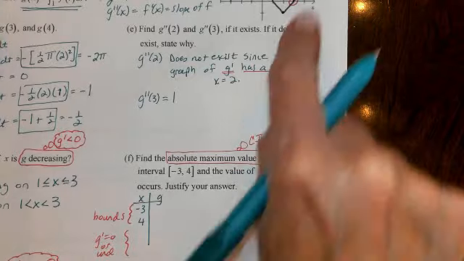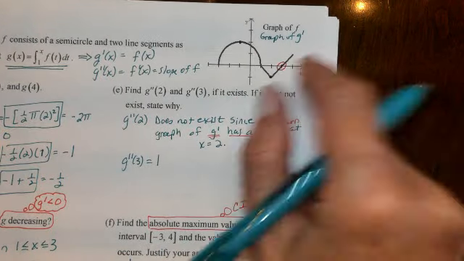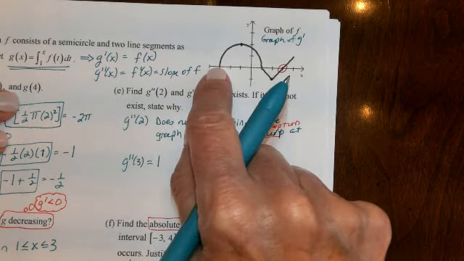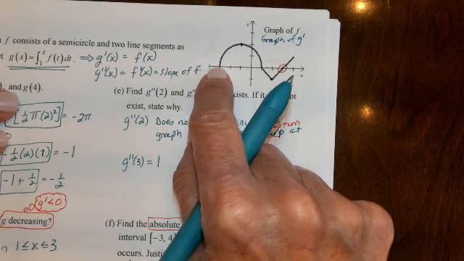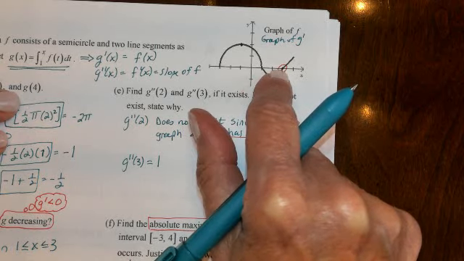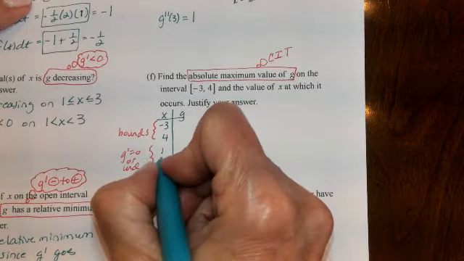So g prime is right up here. This is the graph of g prime. So what values of x is it 0 at? Well, it's 0 here, but that's a boundary. We already have it down. So x equals 1 and x equals 3. Okay? So 1 and 3.